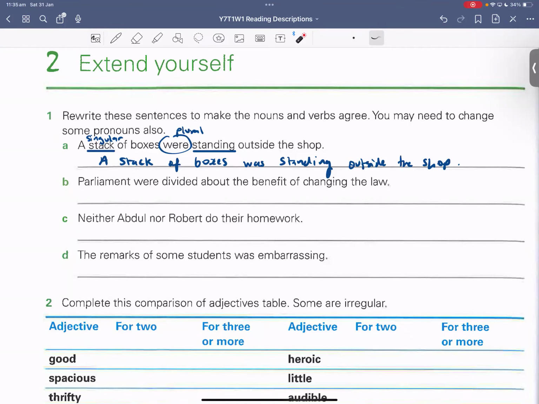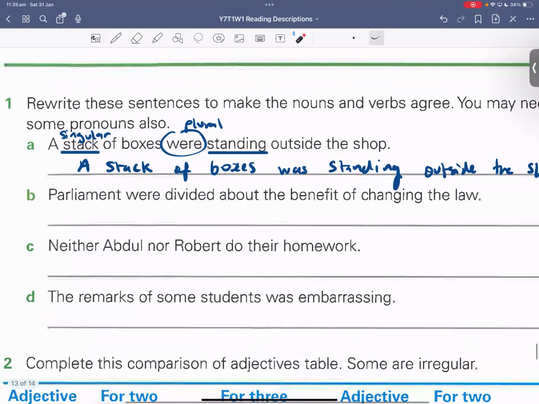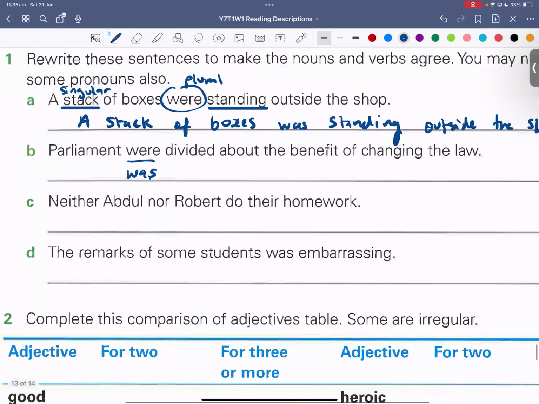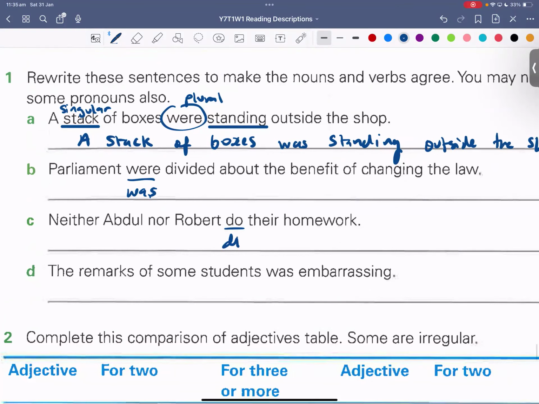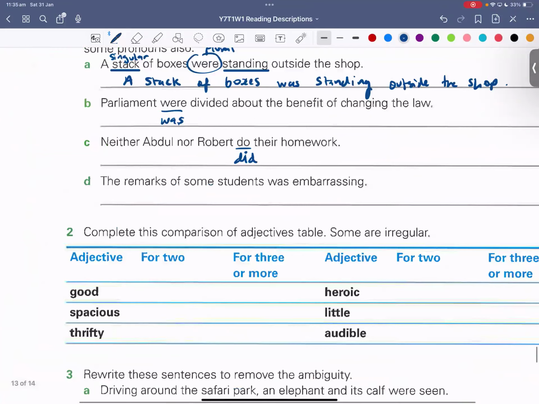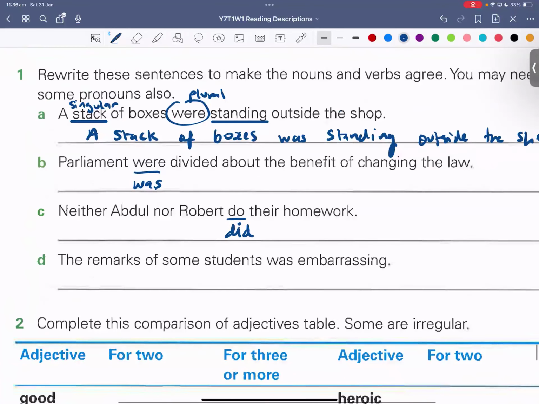What did you change and why? So you changed were to was, why? Because? Which word here is singular? That's the subject. Yes. Parliament is singular. Neither Abdul nor Robert do their homework. Perfect. Do and did. That one was a newer one that we haven't done before, because neither is plural.